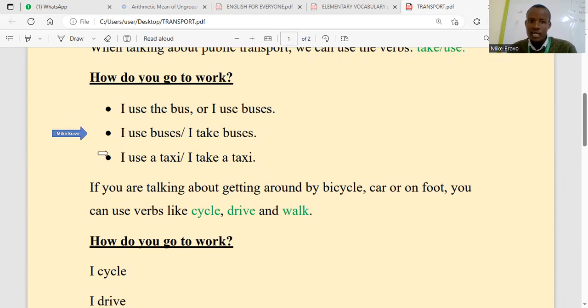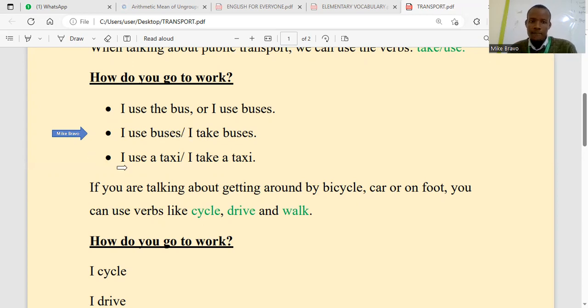Then the other statement here says that I use buses. You can say I use buses or I take buses. You can also use the word take. Use and take, when you are talking about moving around, they mean the same thing. I use buses or I take buses. They both mean the same thing.